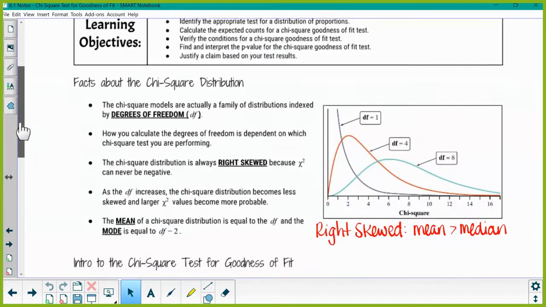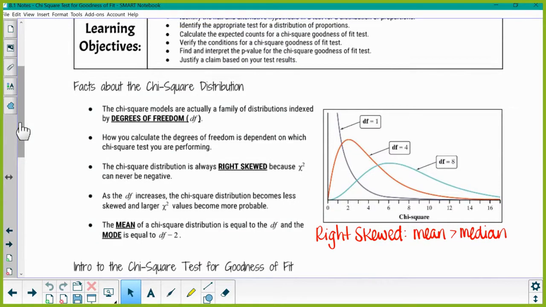So, some facts about the chi-square distribution. Often in the multiple choice portion of the exam, they like to ask you what are some differences between a normal distribution or a z-score distribution and a chi-square distribution. Well, the big difference is there's not just one. There's going to be a family of distributions when it comes to chi-square.